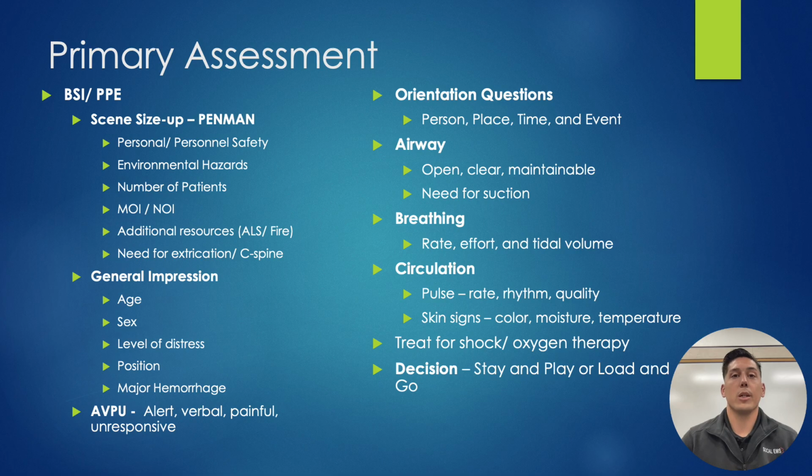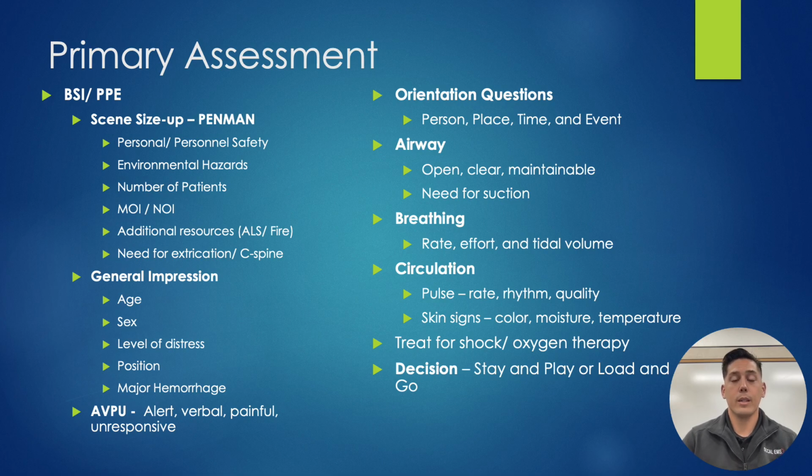From there, I'm going to get my general impression. I need my patient's age, sex, level of distress, position, and any major hemorrhaging. I'm going to check for my patient's alertness using AVPU. Are they alert? Are they verbal, painful, unresponsive? And then ask my orientation questions. Person, place, time, and event.